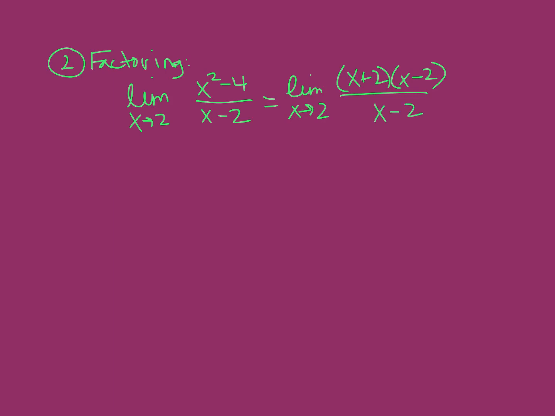So if we factor it, then we cancel this out. We actually did that already. This is going to be equivalent to the limit as x approaches 2 of x plus 2. Now you can go ahead and use what we did before, which is substituting that value of 2 in. When you do that, you end up getting 2 plus 2, which is equal to 4, the same thing that we found using the graphing method.